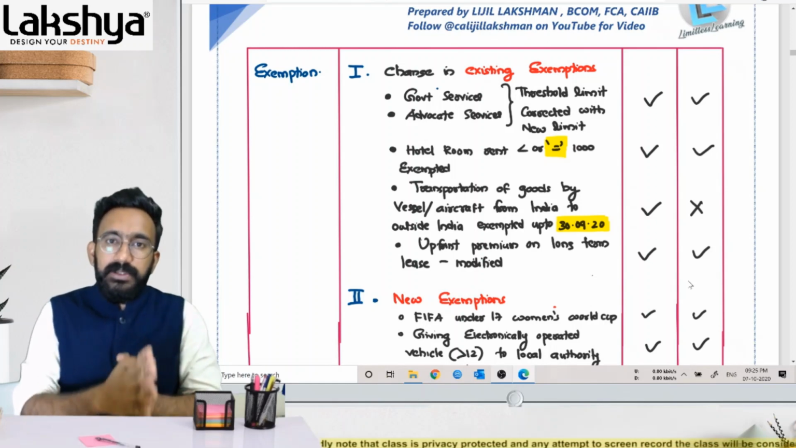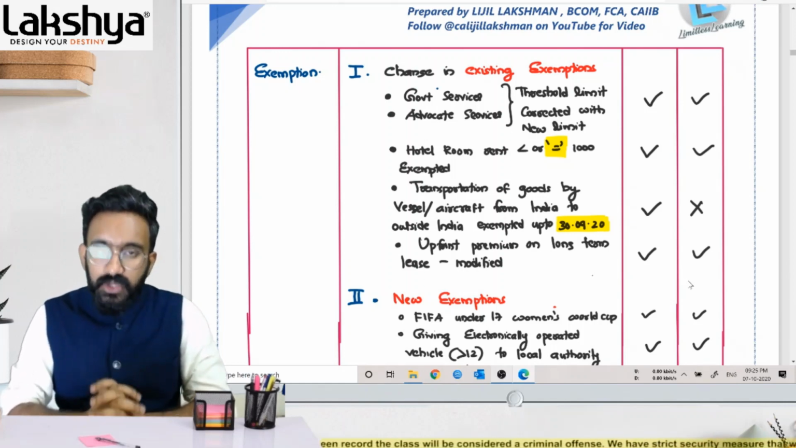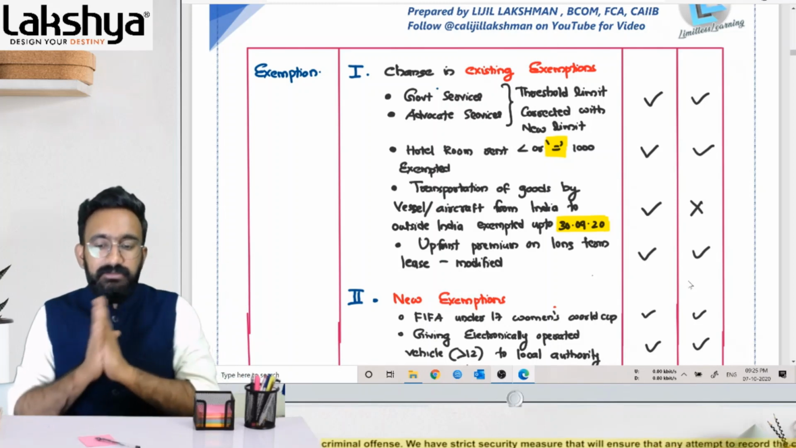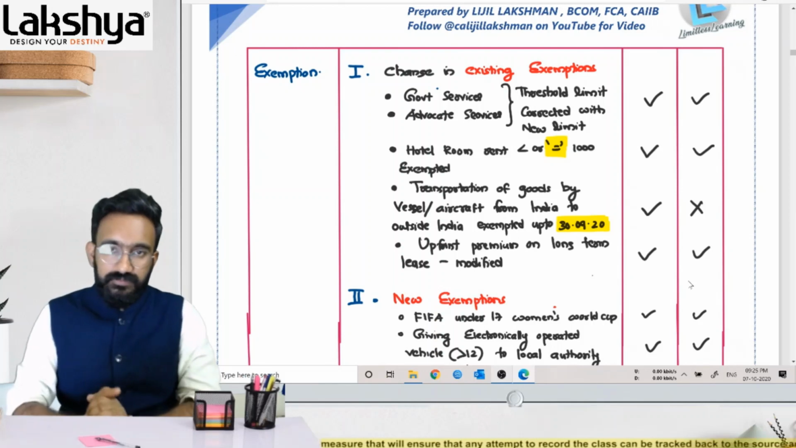Some of them are applicable for both Inter and Final, and some of them are applicable only for CA Final. I'll also tell you which one is applicable only for Final. So the first one, applicable for both, is services of government and advocates.